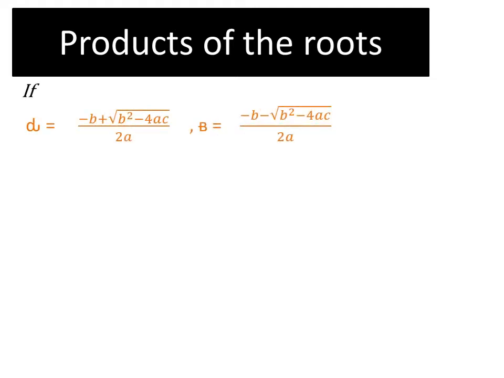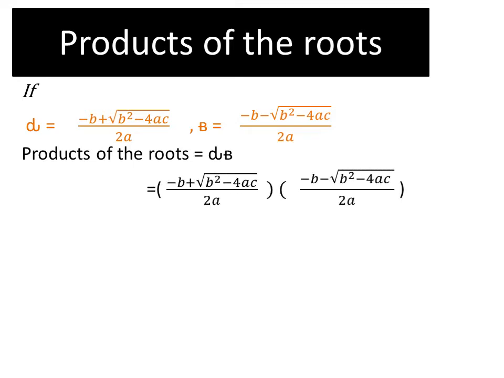Now we will find the product of the roots. We suppose that the two roots are alpha and beta, where alpha equal to minus b plus under root b square minus 4ac over 2a and beta equal to minus b minus under root b square minus 4ac over 2a. We can give any name to these roots. Here we use the names alpha and beta. For finding the product of the roots we will write product of the roots equal to alpha into beta. Here we put the values of alpha and beta.